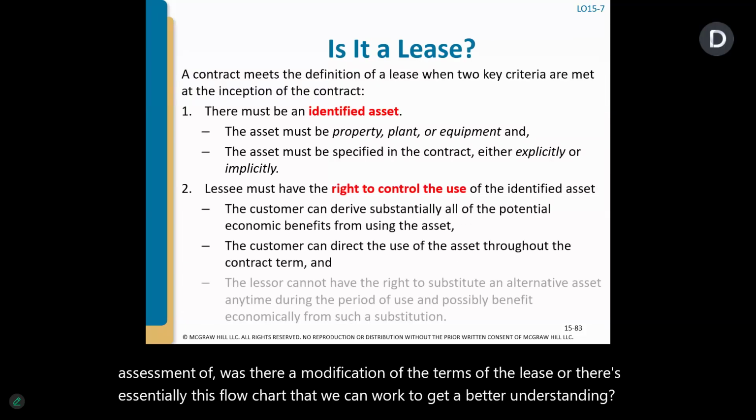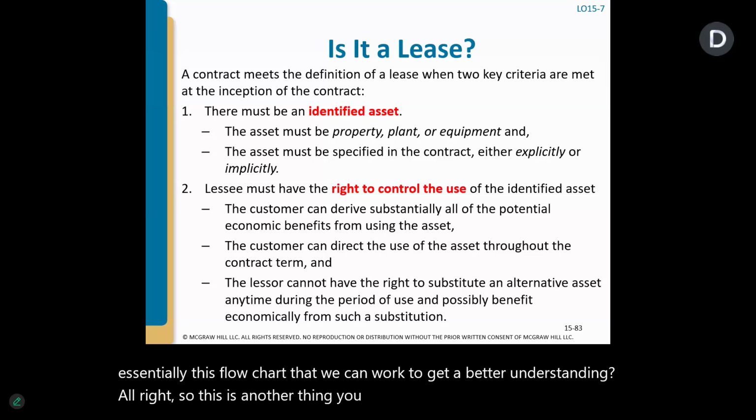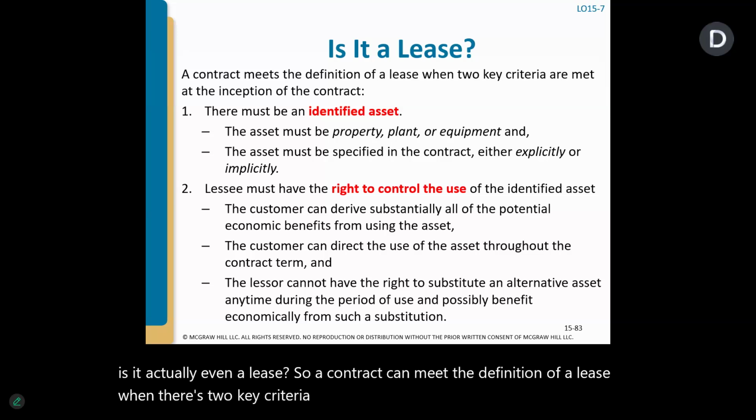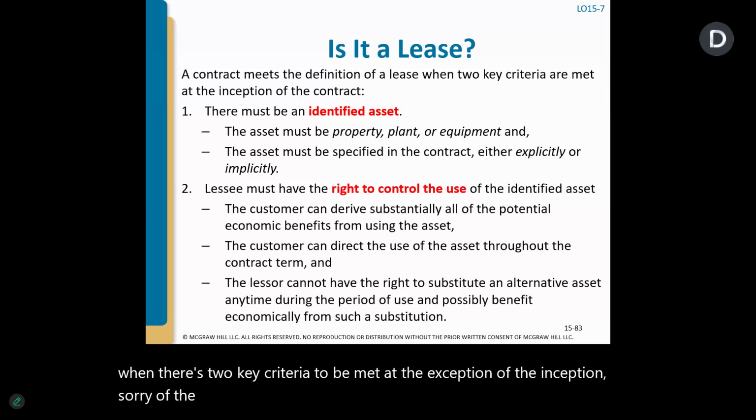All right, so this is another thing that sometimes comes up in the profession. Is it actually even a lease? A contract meets the definition of a lease when there are two key criteria met at the inception of the contract. So there needs to be an identified asset.